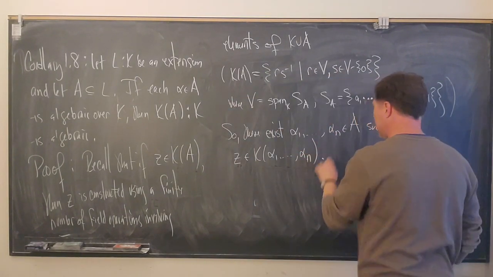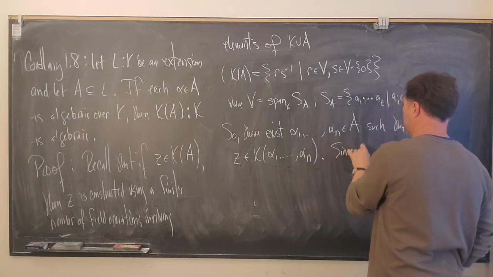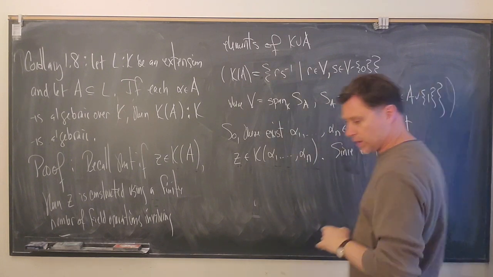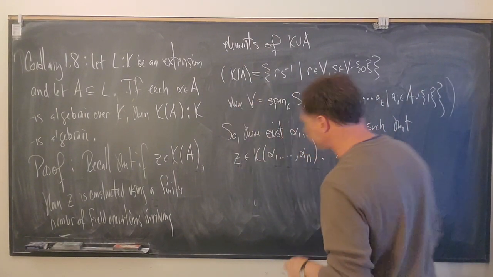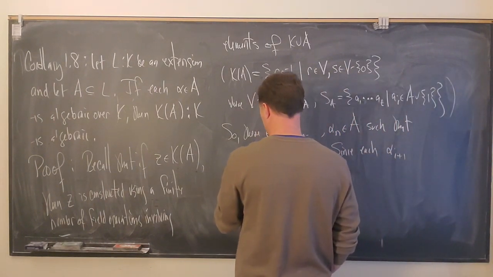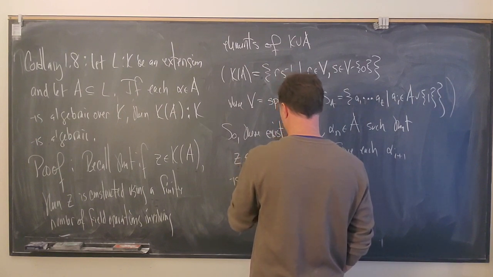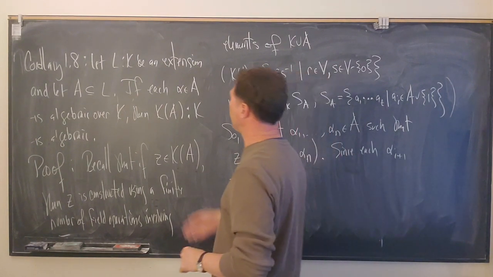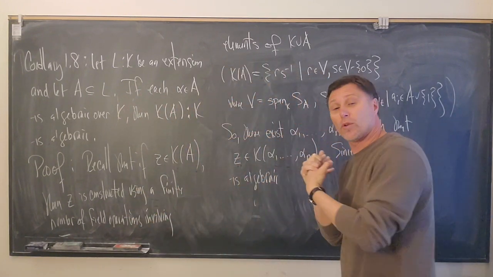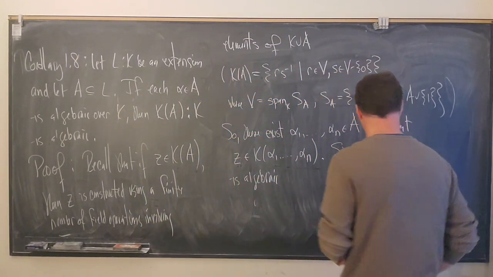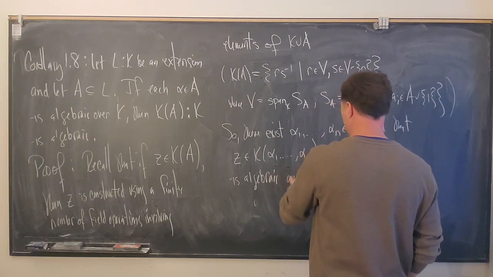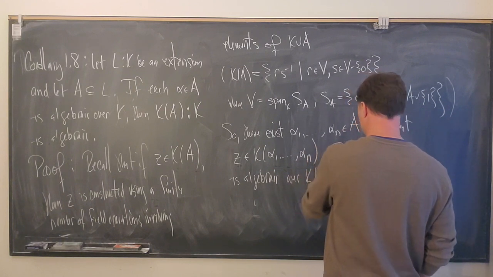Okay, so now, since each alpha I, or do I want I plus 1? Yeah, let's use I plus 1, is algebraic. Now, okay, what do we know? We assume that every element of A is algebraic over K. If it's algebraic over K, then it's algebraic over any bigger field that contains K. So each alpha I plus 1 is algebraic over K adjoin alpha 1 up through alpha I.